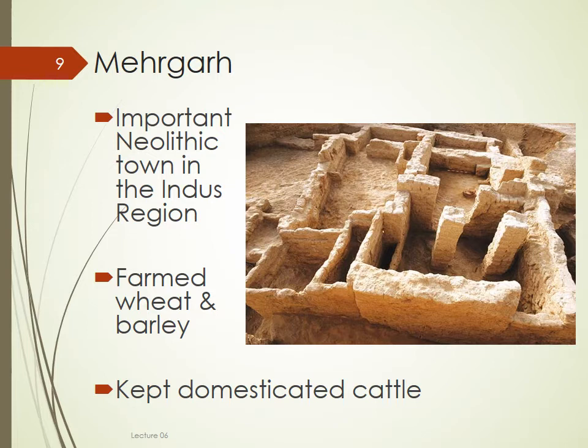One important Neolithic town is Mehrgarh, 200 kilometers west of the Indus itself. First occupied about 6000 BC, it shows that by that time, the Indus peoples were settled farmers, bringing in crops of wheat and barley, and eventually raising domesticated cattle.